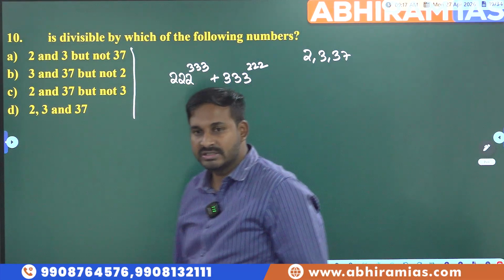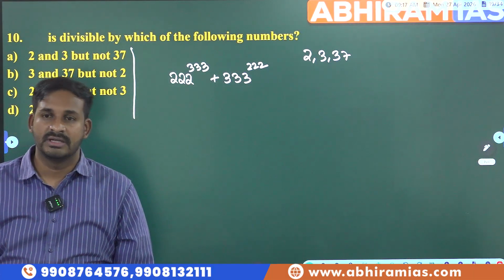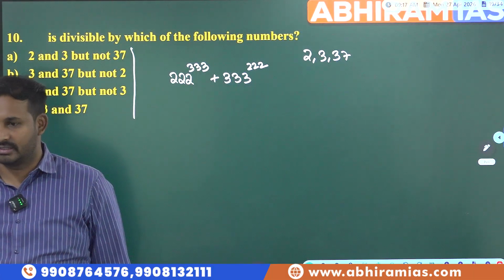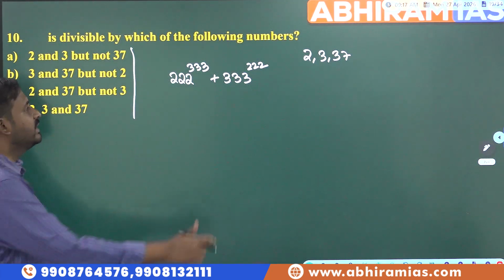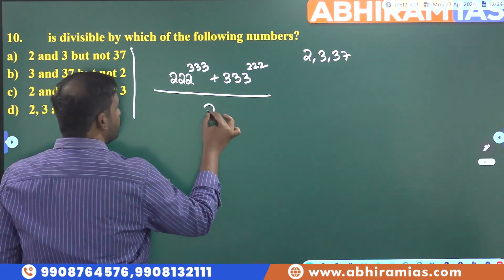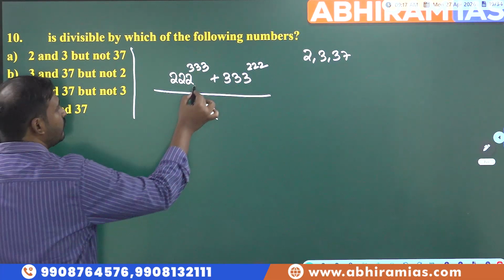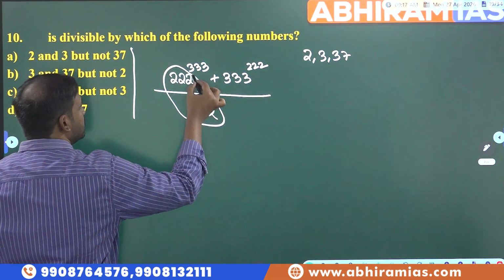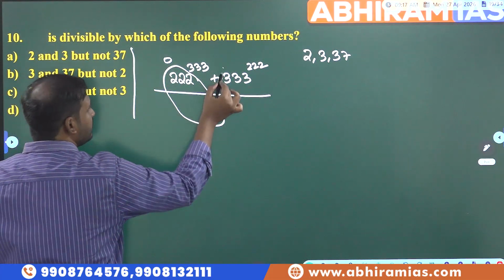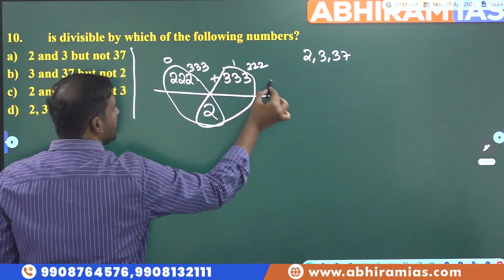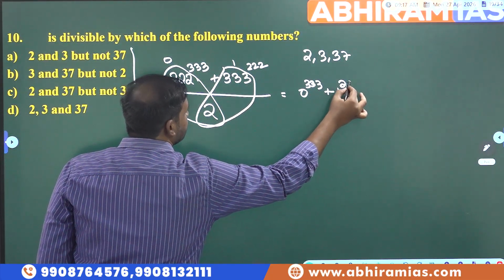Now what we will do is, first we will check whether this is divisible. Divisible means what? The remainder should be 0. If you get remainder as 0, then it is divisible, right? So when I divide this number with 2, am I getting 0 or not? 222 by 2, what is the remainder? 0, exactly divisible. 333 by 2, what is the remainder? 1.